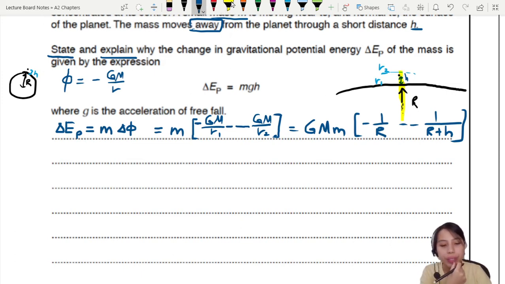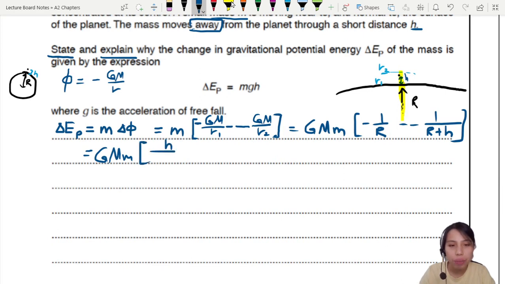How do we proceed from here? The derivation goes like this. So you need to combine this setup here. Man, we're going to run out of space. So GMm, if you combine the fraction into one, I will shortcut a bit and save some space. You should get h over R times (R plus h). Combine the whole fraction inside here. Put them together. You should get that.